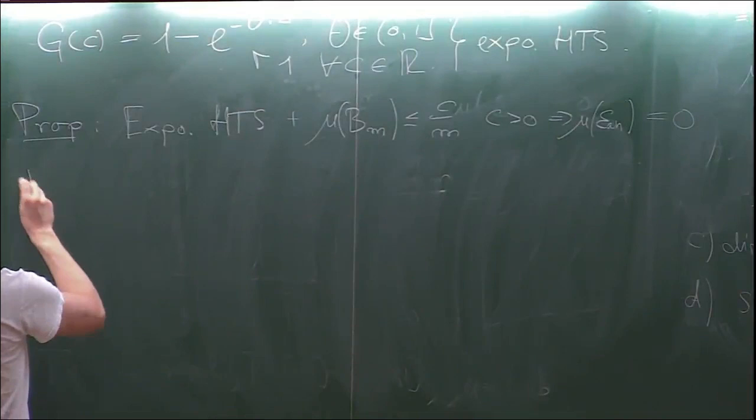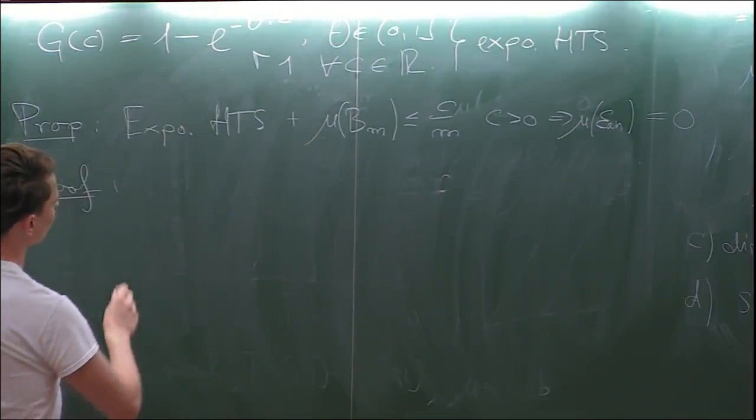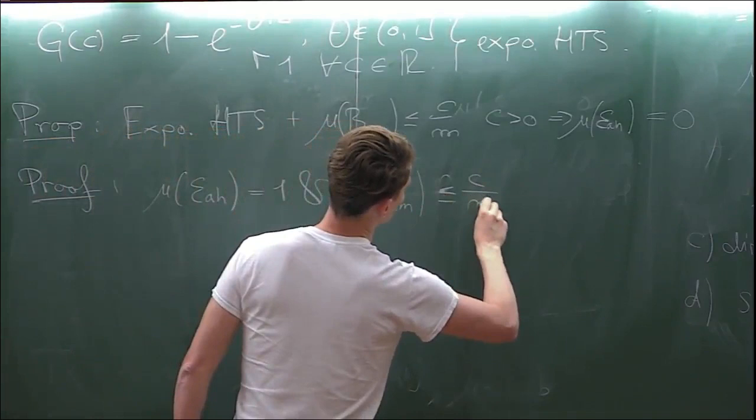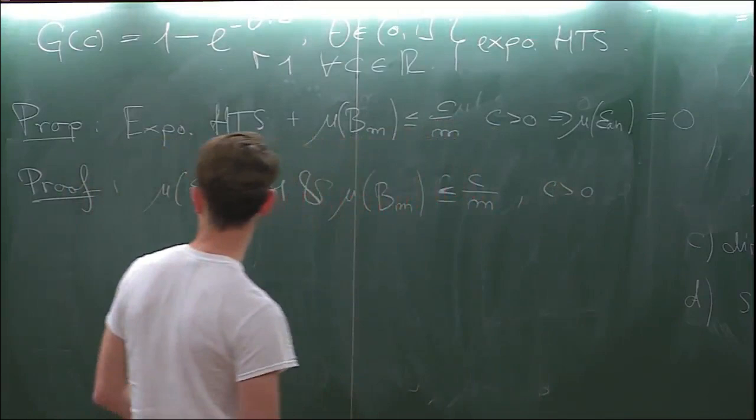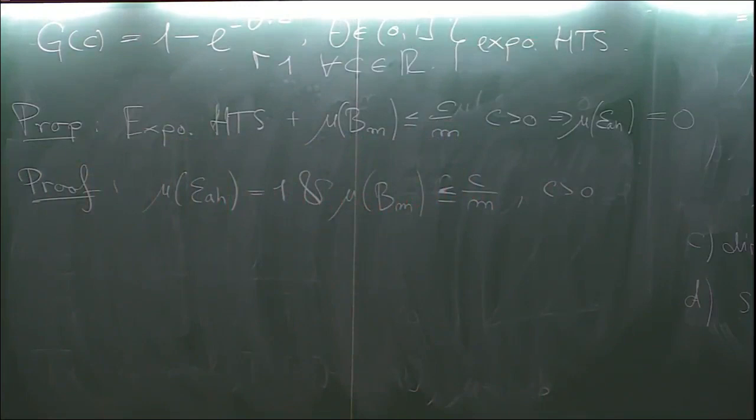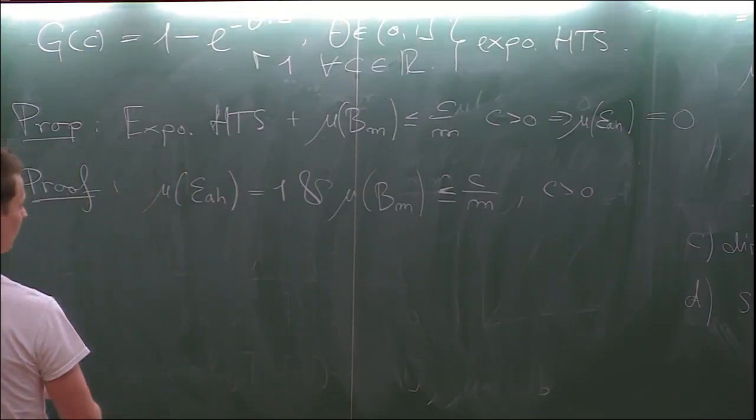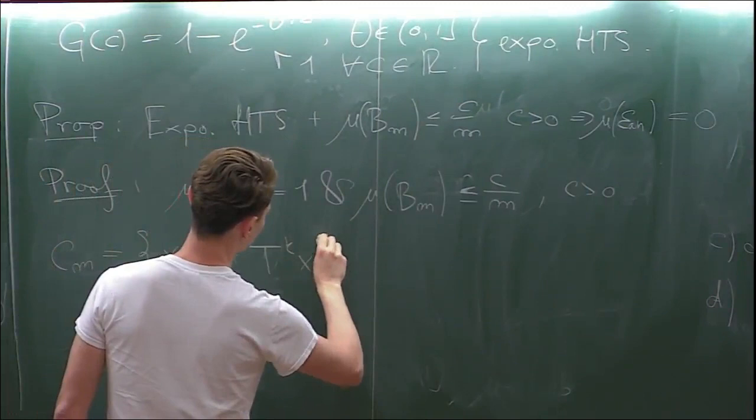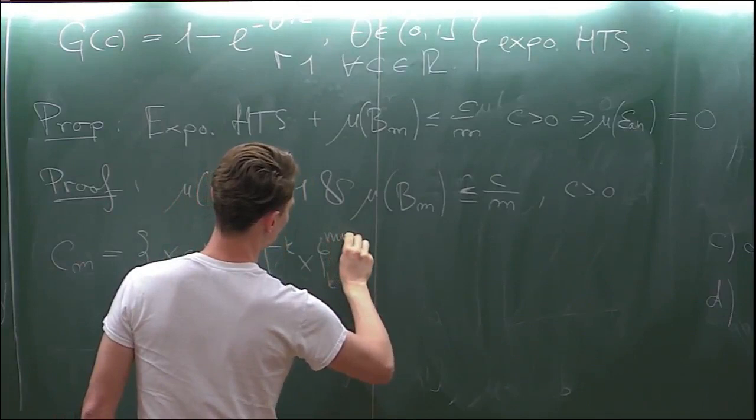So we're going to prove this by contradiction. We're going to assume that the measure is 1 and that the measure of the targets is less than c over m for any c. Okay, so we saw in the proof over here that the measure of eventually always hitting being 1 is the same as that it converges to 1, which is the same as the measure of the C_m's converging to 1. So we need the measure of the C_m's to converge to 1 to avoid a contradiction. But what is C_m? We can write C_m as the points x in X such that the orbit T^k x, for k equals 0 up to m minus 1, intersected with B_m is non-empty.